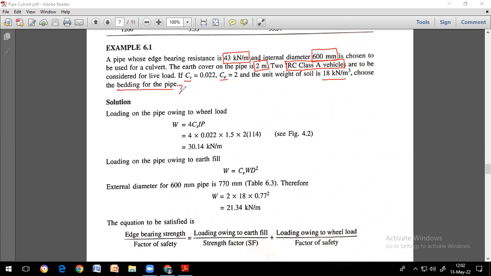And that is what the problem is asking. What is the bedding for the pipe that is supposed to be used for this particular pipe culvert? Can anyone tell me, for choosing the bedding for the pipe, what I have to calculate here? In this problem, what they are asking you to calculate and recommend. Clearly the problem is stating choosing bedding for the pipe. What do I have to calculate here?